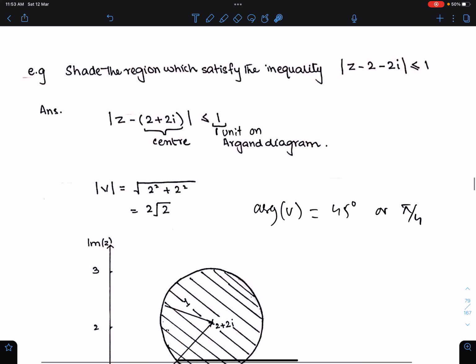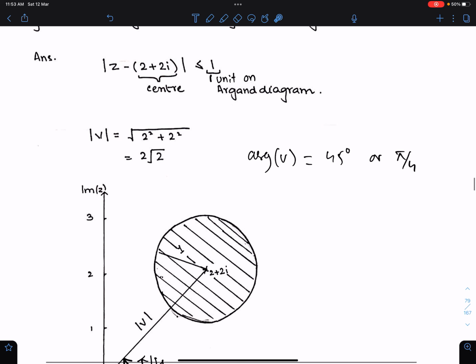Example number 1. Shade the region which satisfy this inequality. Number 1, we have to simplify this inequality. The center must be inside the bracket. So we need to take minus sign common from these two terms. Here is the right inequality of the circle. The center of the circle is at 2 plus 2i and radius is 1 unit on Argand diagram.